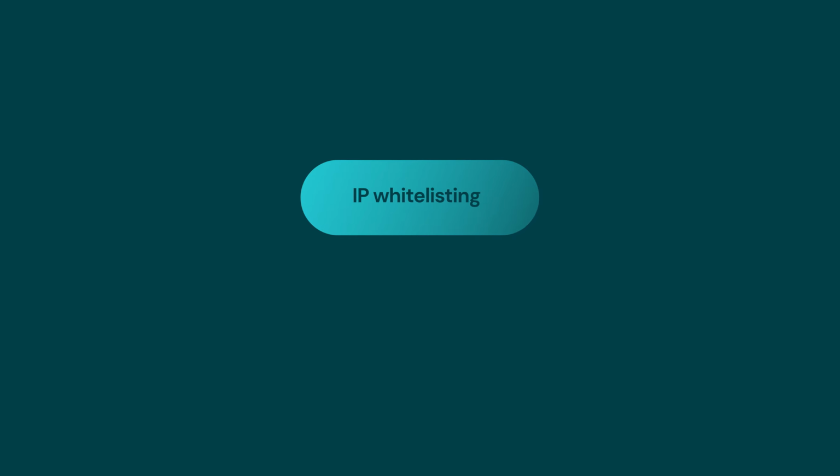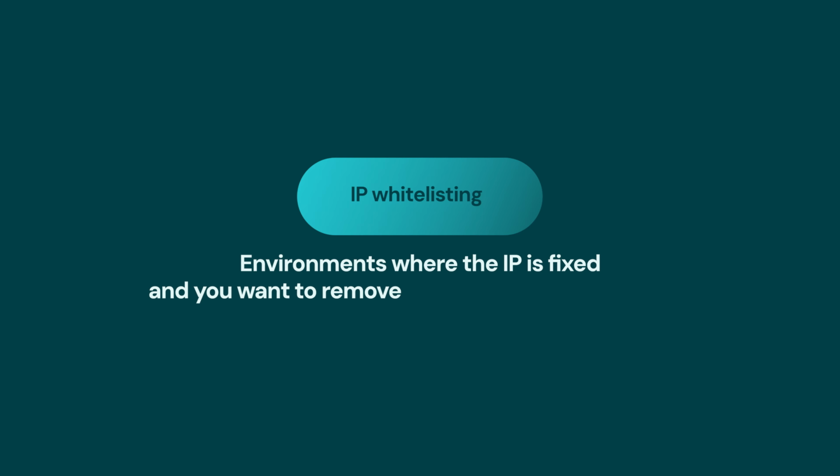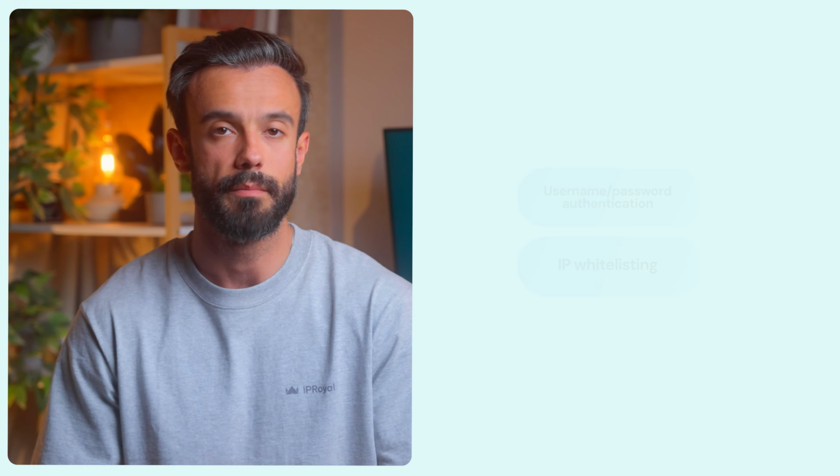IP whitelisting was designed for the opposite, environments where the IP is fixed and you want to remove credentials from your code. You whitelist your IP once, and from that point, any request coming from that IP works. So there's nothing in your code to manage or accidentally push to GitHub. And if you need to revoke access, you just remove the IP from your whitelist. Both methods get your traffic through the proxy, but in completely different ways. That's why one breaks where the other works. And to see exactly why, let's look at how each one handles a request in practice.